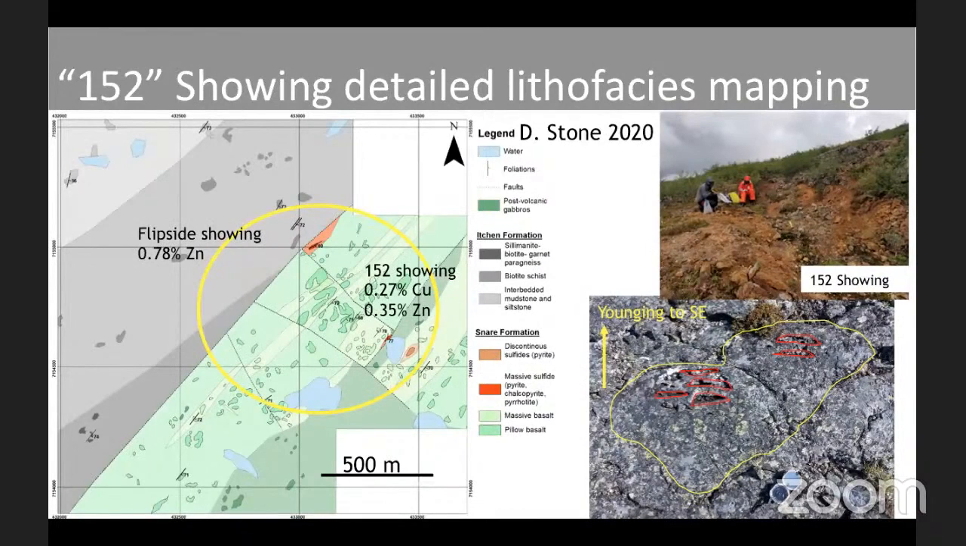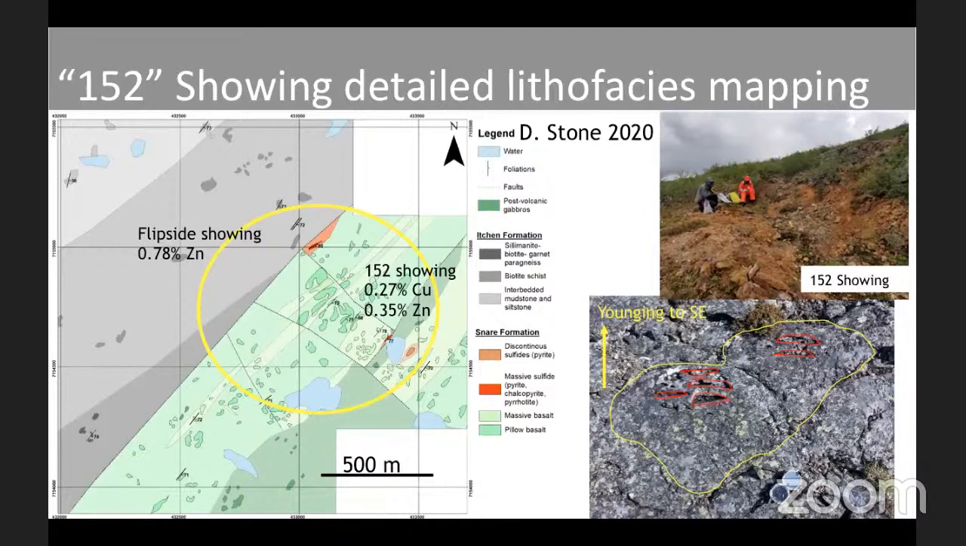Some assay results from the 152 showing and a Flip Side showing that we described this past summer. And despite the metamorphic grade, this seemed like an area where we really were able to distinguish different types of volcanic rocks and gain a lot more perspective on where these massive sulfide occurrences were sitting.